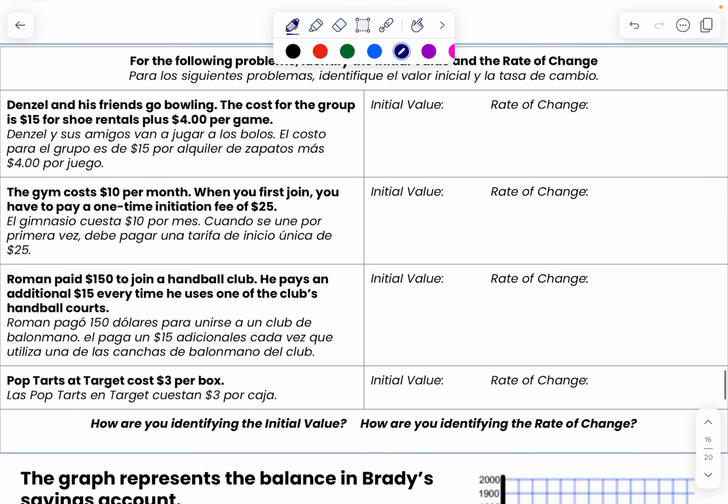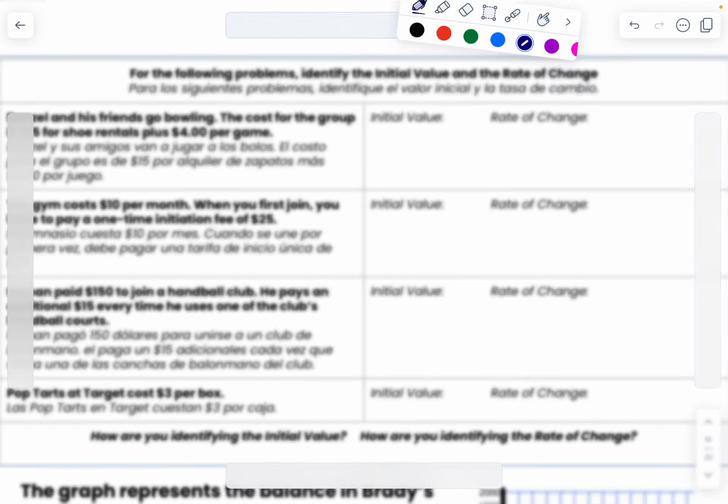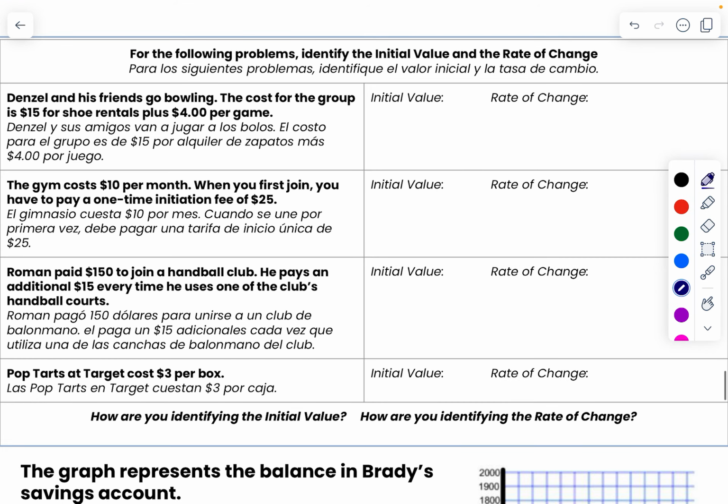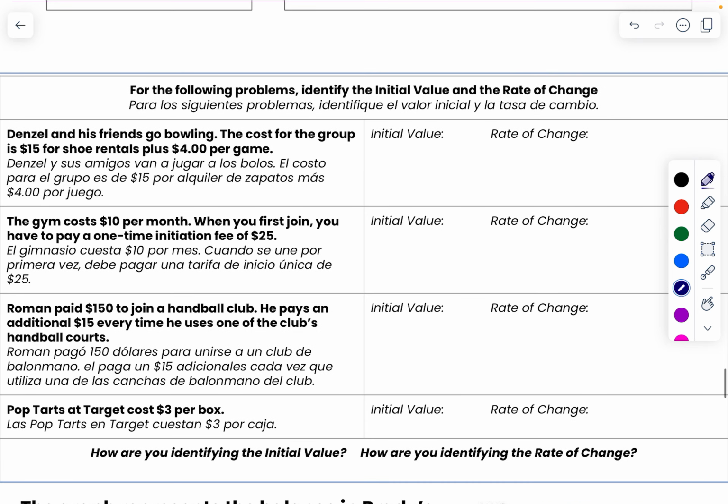So, for the following problems, identify the initial value and rate of change. So we've got a handful of problems right here. Just want to make sure we get the main ideas about initial value and rate of change. So problem number 1, Denzel and his friends go bowling.